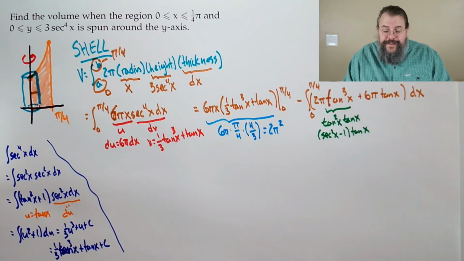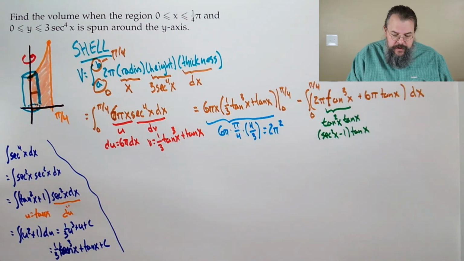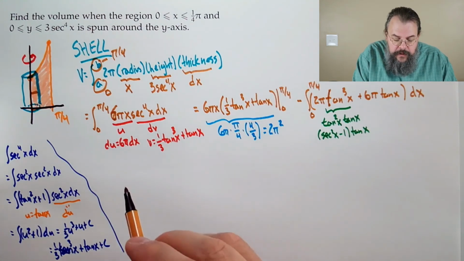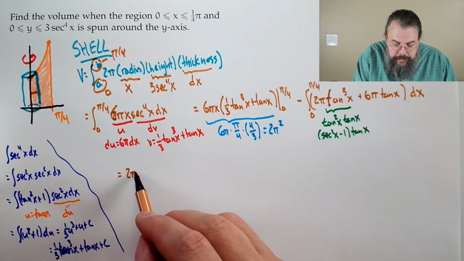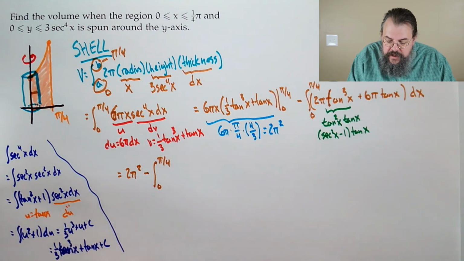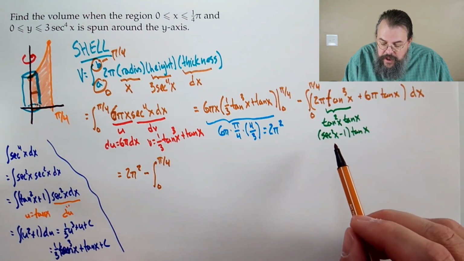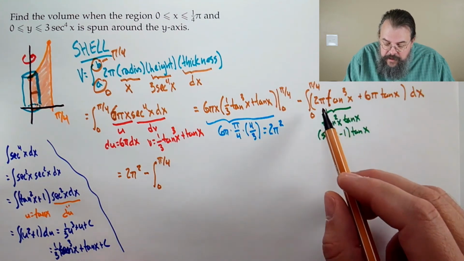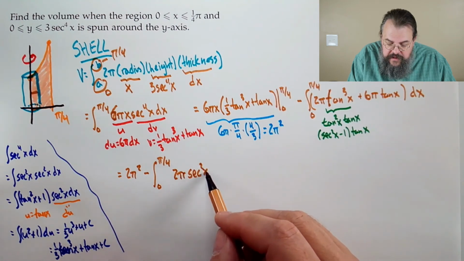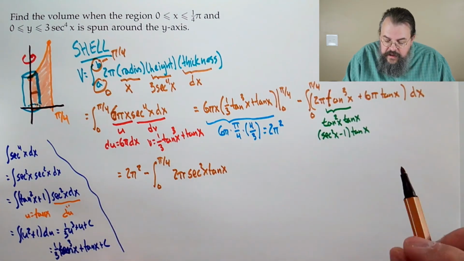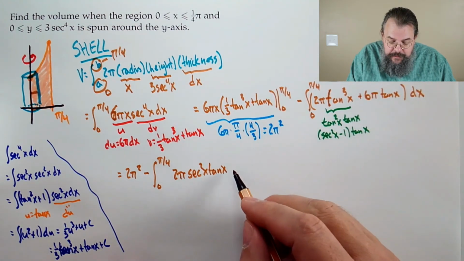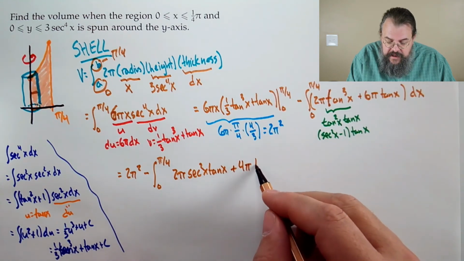Okay, let's clean up what we have. So from the first term, after we evaluate, because we can go ahead and evaluate now, we got 2 pi squared minus the integral 0 to pi over 4. Okay, now what do we have here? We have a secant squared x times tangent of x times 2 pi. So that'll be 2 pi secant squared x tangent of x. Then we're going to get a minus 2 pi tangent of x. There's a 6 pi tangent of x. So that'll be a plus 4 pi tangent of x.